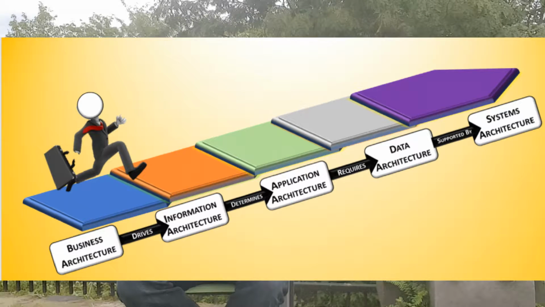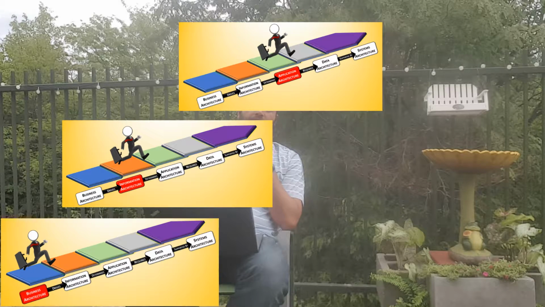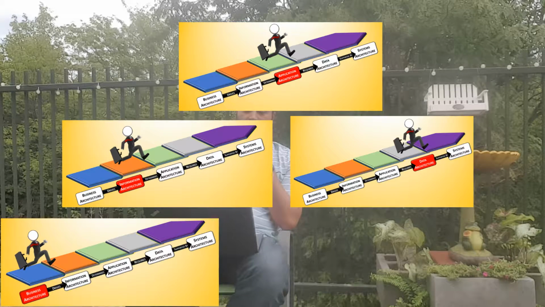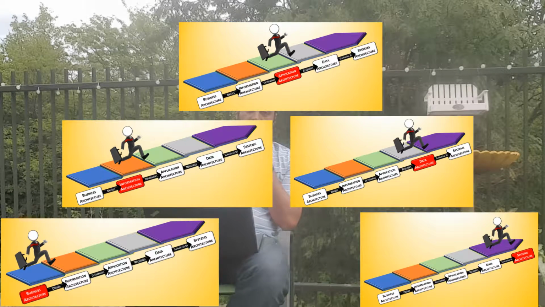So today I'm going to talk about the 5 types of enterprise architecture. That includes your business architecture, information architecture, application architecture, data architecture, and your systems architecture.